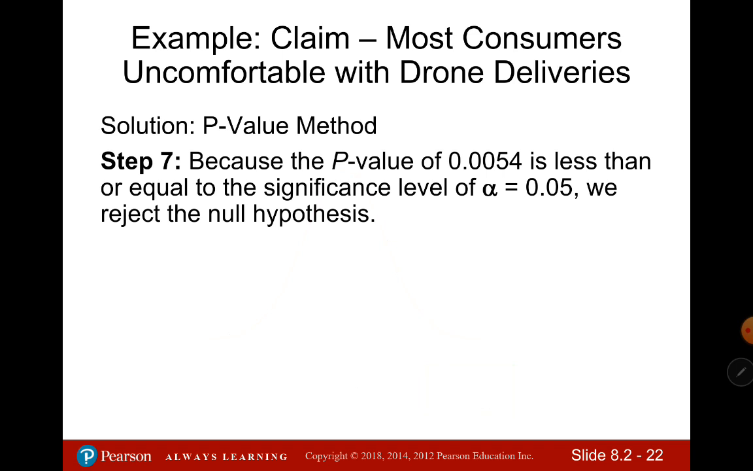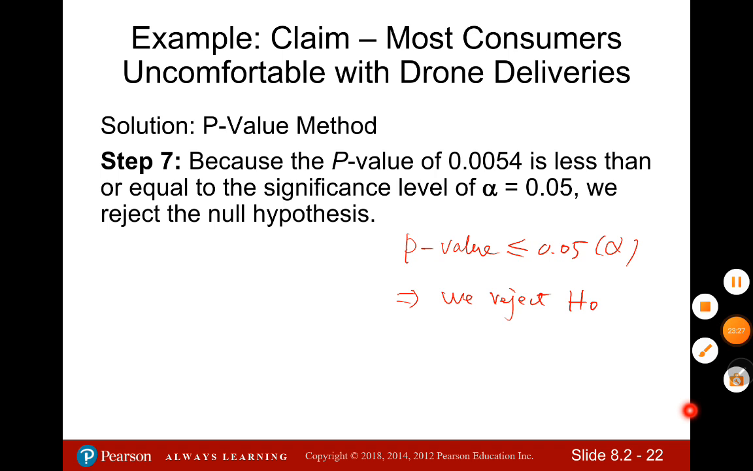Next step, because we are using the p-value method, we're going to compare the p-value to the significance level alpha, then make our conclusion. Remember, what's the rule? If the p-value is low, less than alpha, what's our conclusion? We reject. The p is low, null must go. So we say reject null.